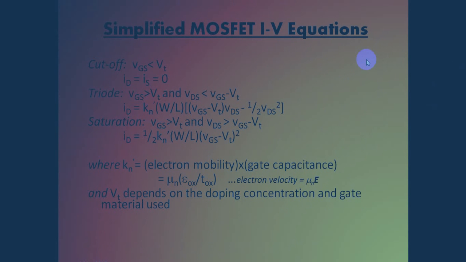These are some equations of the MOSFET. These are some of the simplified ones. For the cutoff, for the triode, this is the one, and for the saturation, this is the one. Here K' denotes the electron mobility times the gate capacitance, and VT denotes the doping concentration and the gate material that has been used.